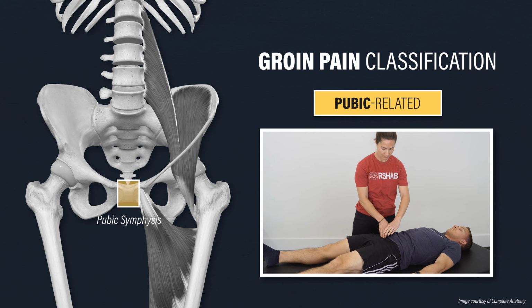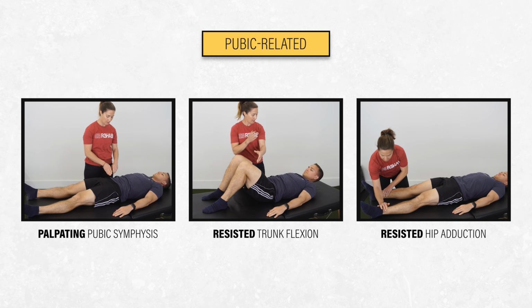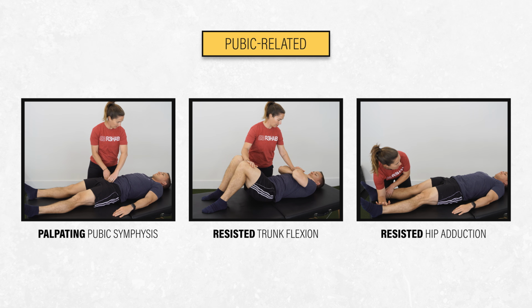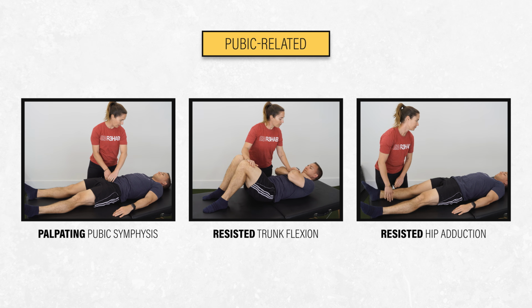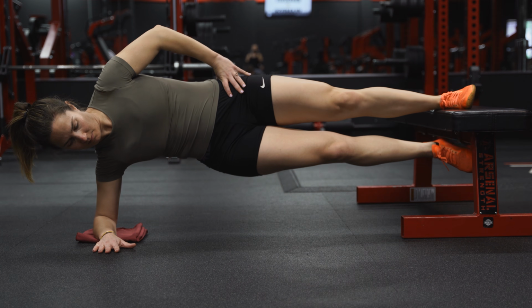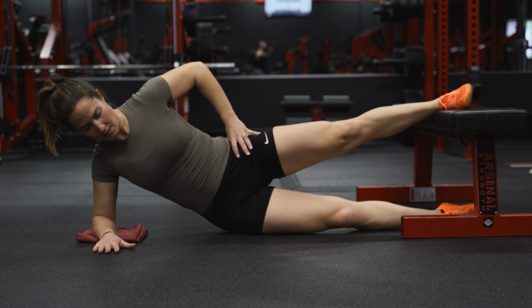Pain at the pubic symphysis, which is where the left and right sides of the pelvis come together, and the bones next to it, is the hallmark sign of pubic-related groin pain. There are no specific resistance tests for pubic-related groin pain, but it can be more likely if both resisted trunk flexion and resisted hip adduction reproduce symptoms in the pubic area. Imaging is usually unnecessary for these sources of groin pain, and structured rehabilitation is typically the initial focus.